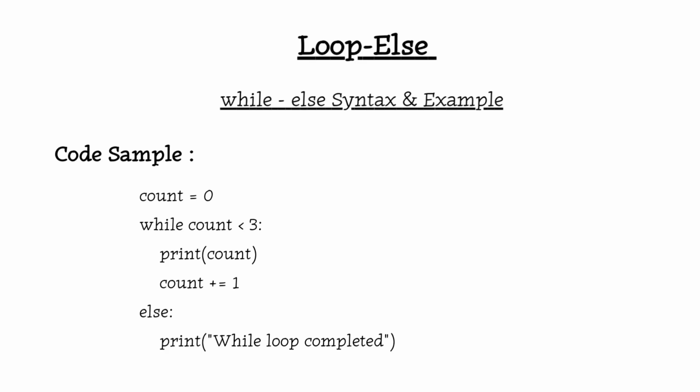So basically, let me tell you the execution flow here. We started the count from 0. The loop runs as long as the count value is less than 3. In each iteration, count is printed and then increased by 1. When count becomes 3, the condition becomes false and the loop terminates naturally. Since the loop ended naturally, the else block will get executed and print the respective line. So this is how we can use the else block along with the while loop as well, like we use it in the for loop too.